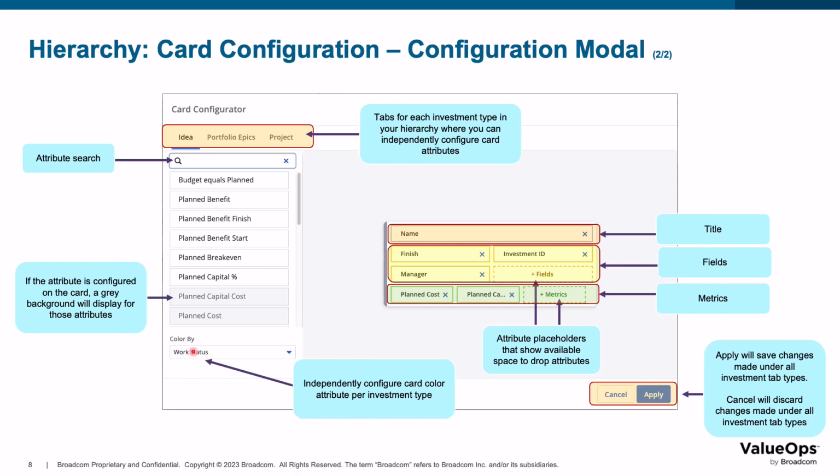You can also configure the color by at the bottom of the page. With any lookup that has display mapping, it will display the color bar right next to the card. You also have the capability to drag those attributes into the open fields with this plus field icon in the fields, also in the metrics, and also in the title as well. And if you have new changes, you would then see an apply button where you can save those changes, or cancel out if you want to discard any changes that you made within your configuration session.